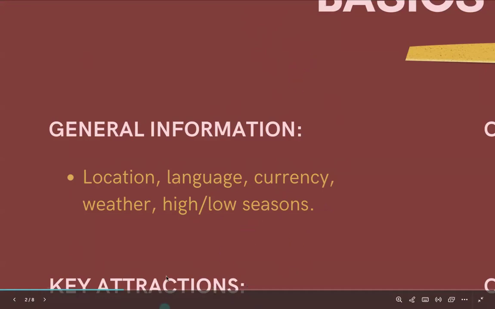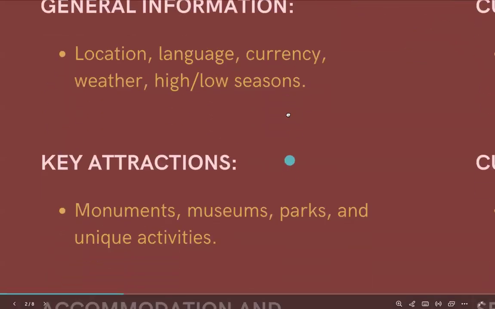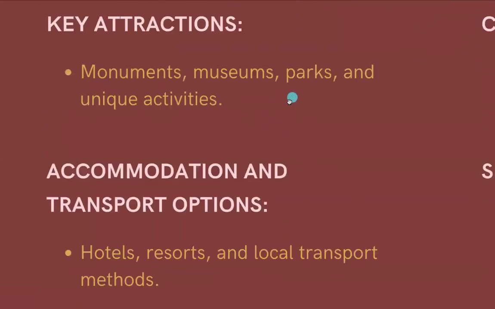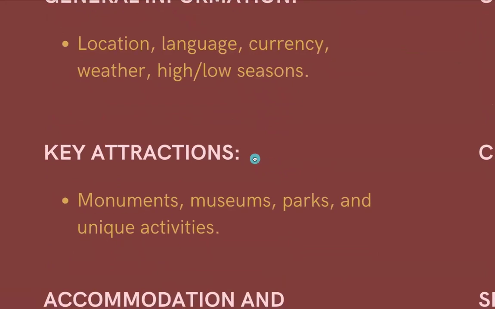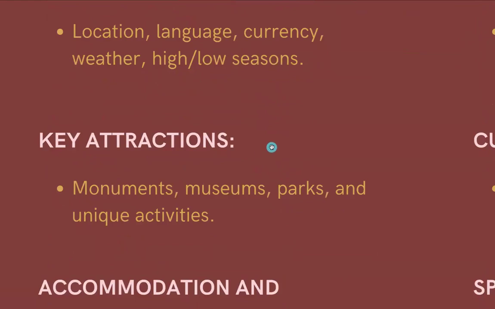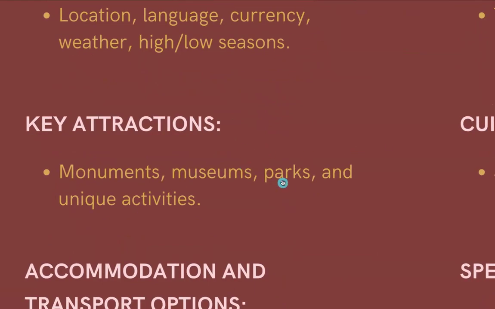Okay, so then the next part. Once you know where the place is, what they speak, what the currency is, how the weather is, and whether it's going to be very expensive or very cheap for your client at the moment, you need to go through the key attractions. Is it going to be monuments, museums, parks, all the activities your client can do in the place, depending on what they're looking for, right?